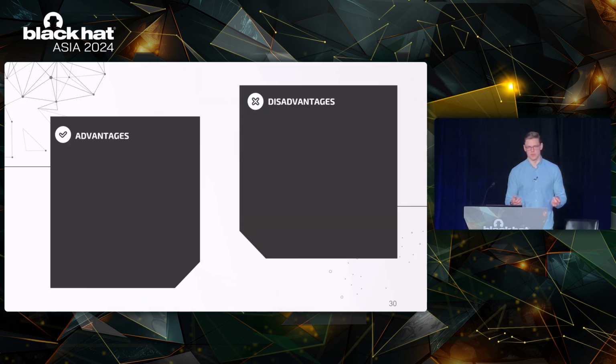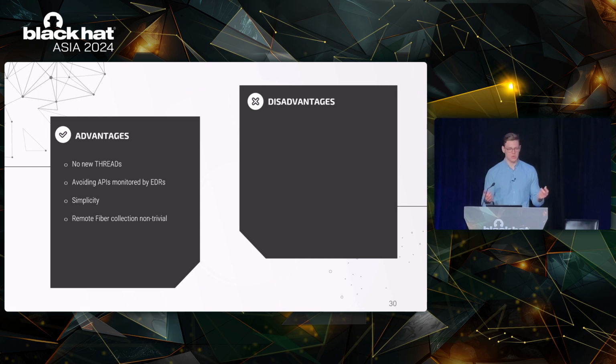So what are the advantages of using this? Well, we don't create any new threads, so we avoid kernel callbacks for thread generation events. We also avoid using thread-specific APIs that might be targeted by detection tools. It's really, really simple to implement, and remote fiber enumeration is particularly tricky.